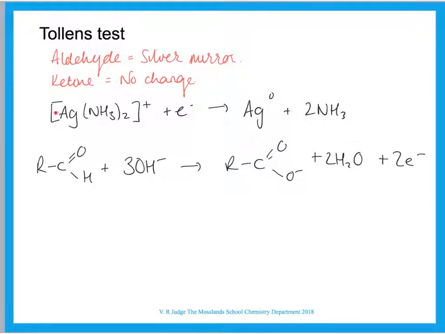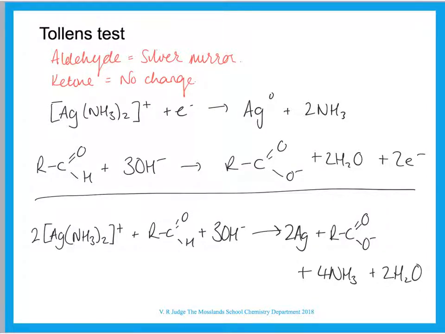So we've got the diamine silver, which is produced when you make your Tollens reagent. It's getting reduced to elemental silver, which is what you see on the inside of the test tube, and releasing ammonia. The aldehyde is reacting with the hydroxide ions from the sodium hydroxide, and because this is under alkaline conditions, rather than making the carboxylic acid, it now makes the carboxylate salt, a little bit of water, and the electrons left over, so we can combine them to give the full equation.